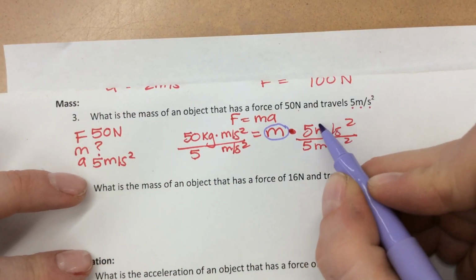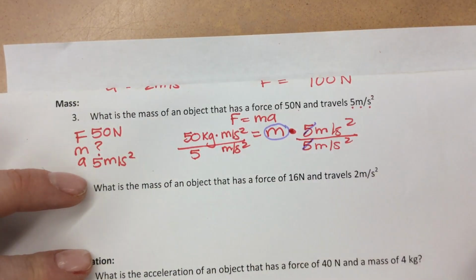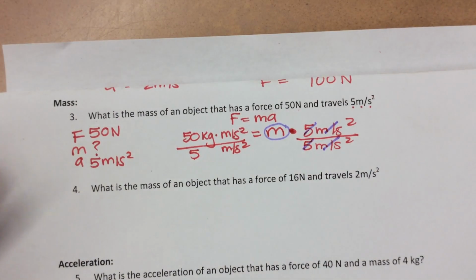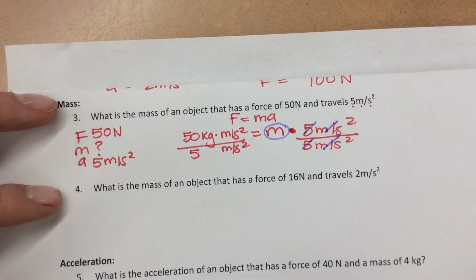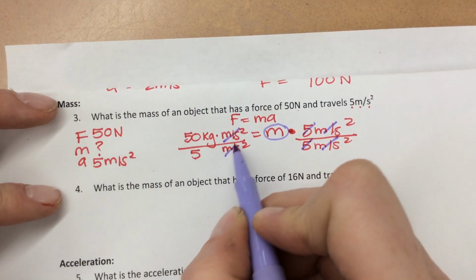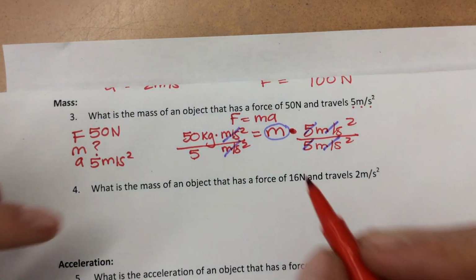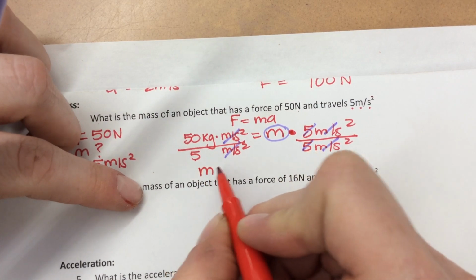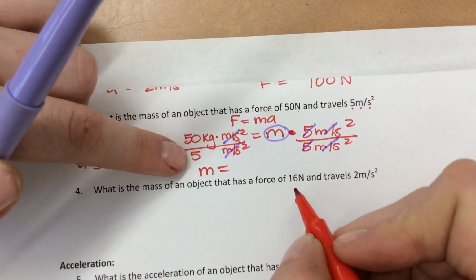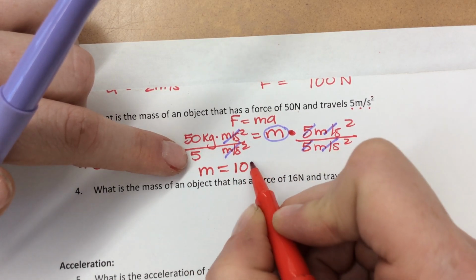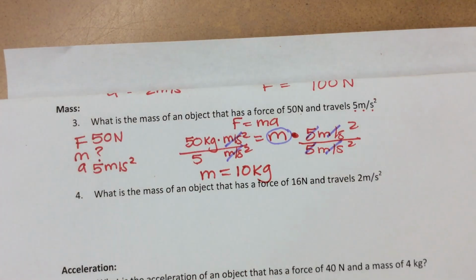Then what I'm going to do is I see that this is the same thing. 5 and 5, simplify it, it's the same thing as 1. Meters per second squared, it's the same thing, so I can cancel those out. If I look on the other side of the equation, I can cancel out both my meters per second squared also. So what I'm left with is my mass is equal to 50 divided by 5, which is 10 kilograms.